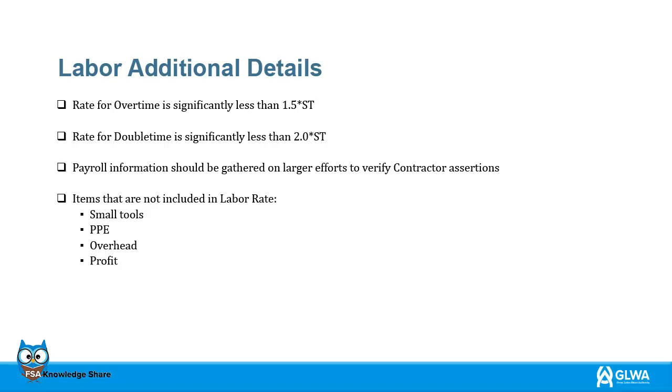However, the rate for overtime is significantly less than 1.5 times straight time. The rate for double time is significantly less than 2.0 times straight time. Payroll information should be gathered on larger efforts to verify contractor assertions. GLWA can request actual payroll records to verify payment when items are not included in the labor rate, such as small tools, PPE, overhead, and profit.